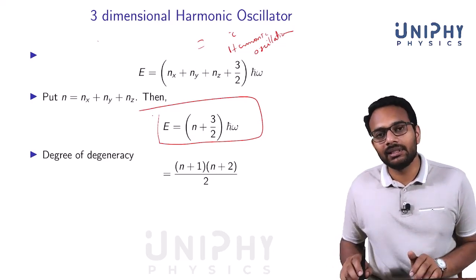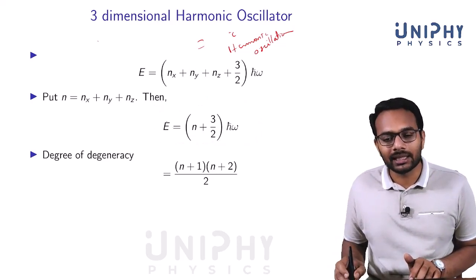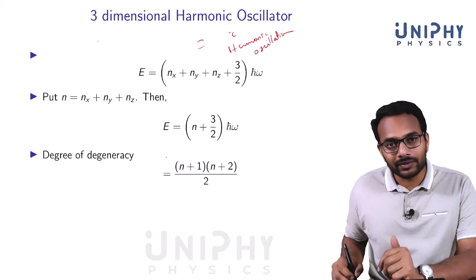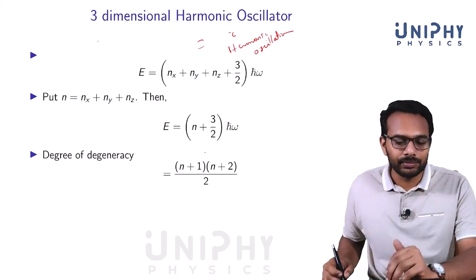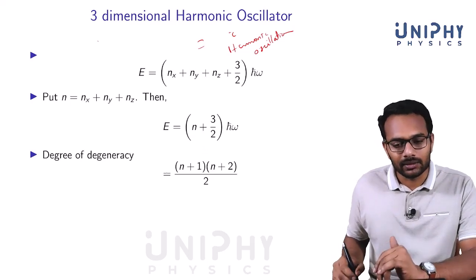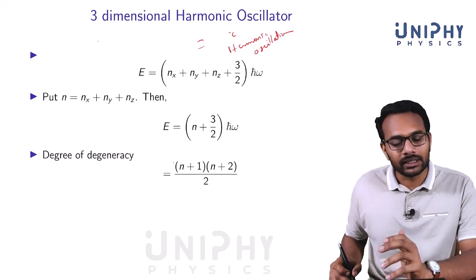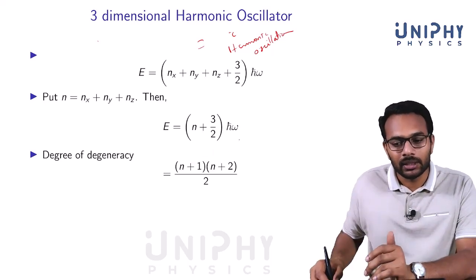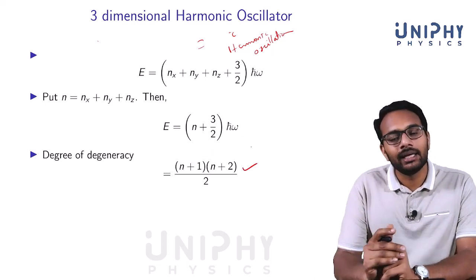In a three-dimensional harmonic oscillator, you will see that there can be more than one state with a given energy, and the degree of degeneracy is actually obtained from number theory. But the final answer for the degree of degeneracy is very simple. It's (n plus 1) multiplied by (n plus 2) divided by 2. That's the degree of degeneracy.